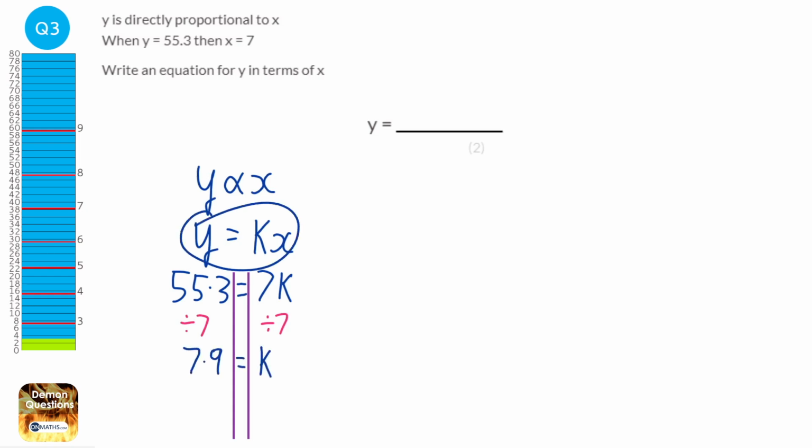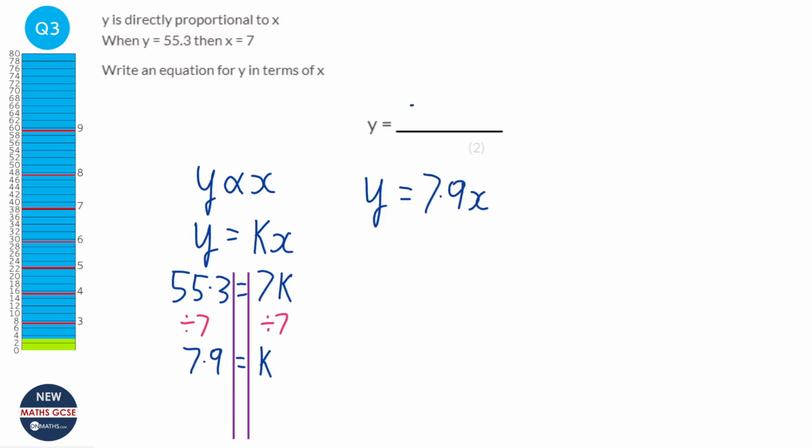So we're going to rewrite this equation here, this formula here. y equals 7.9x. And that is actually our answer.